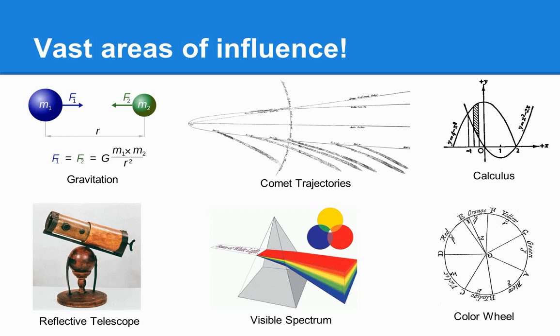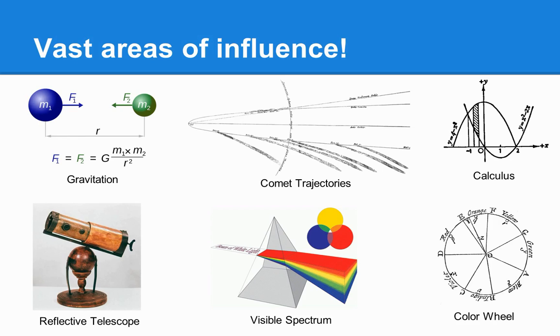He was also the first to predict the Earth would be shaped as an oblate spheroid. That means it's not a perfect sphere. It's fatter in the middle and a little shorter from pole to pole. He was the first to predict that, and it has since been proven to be true.